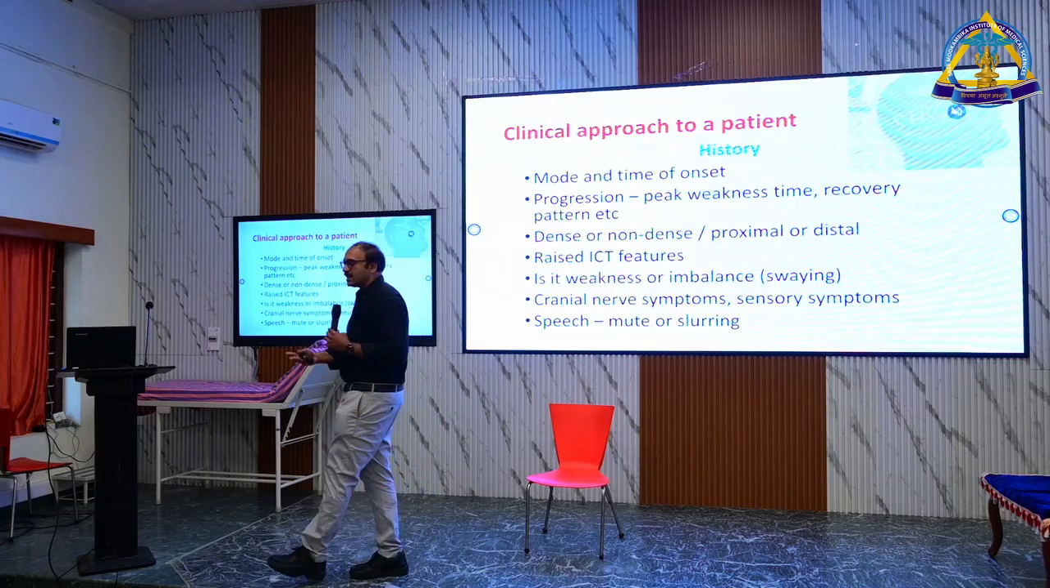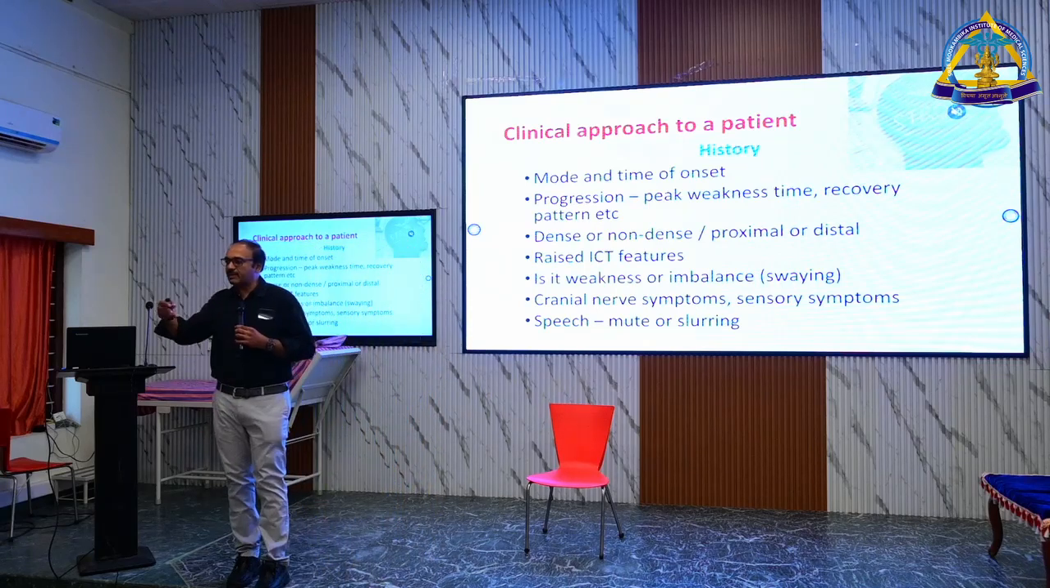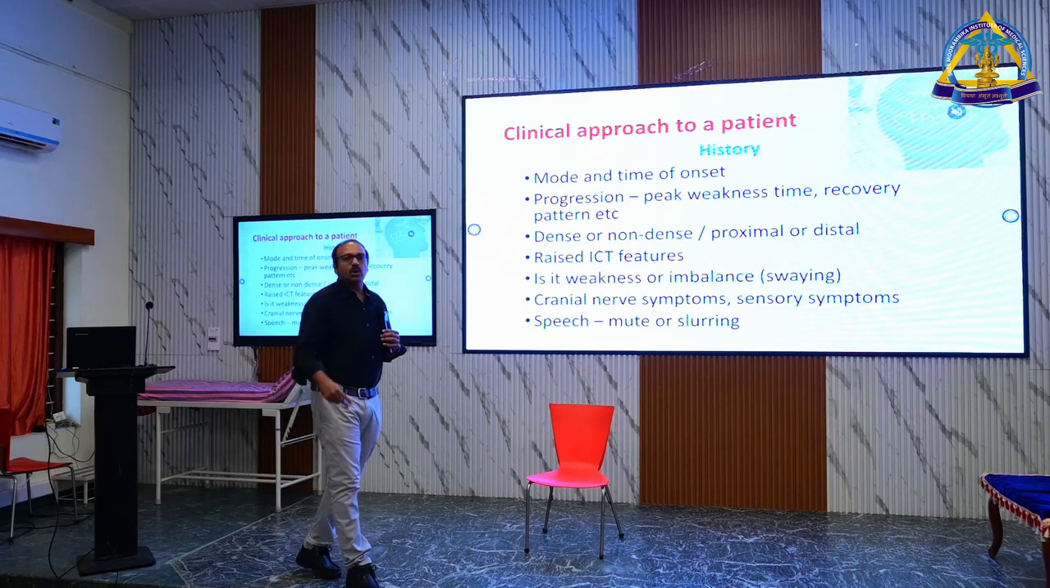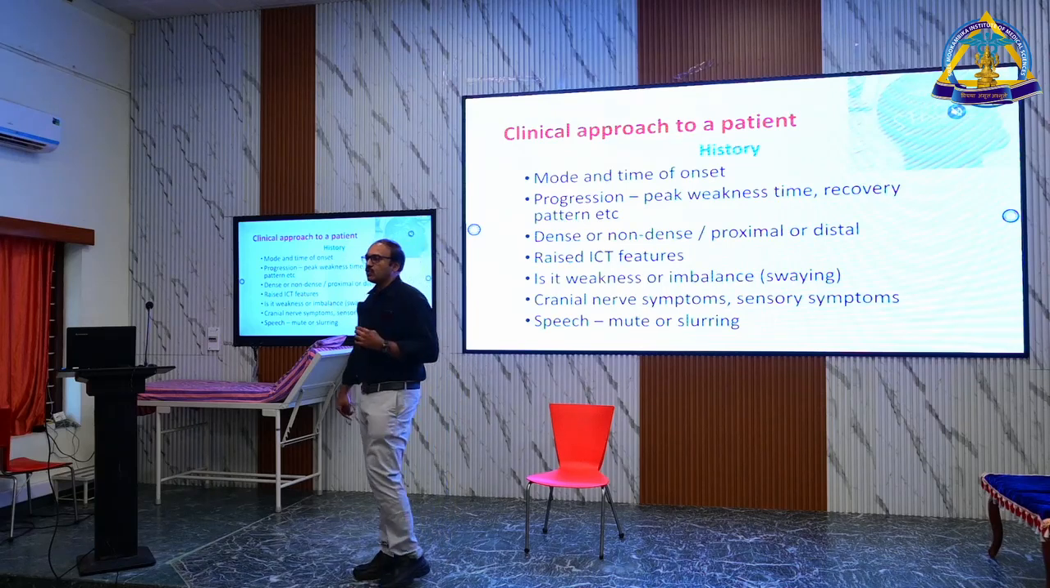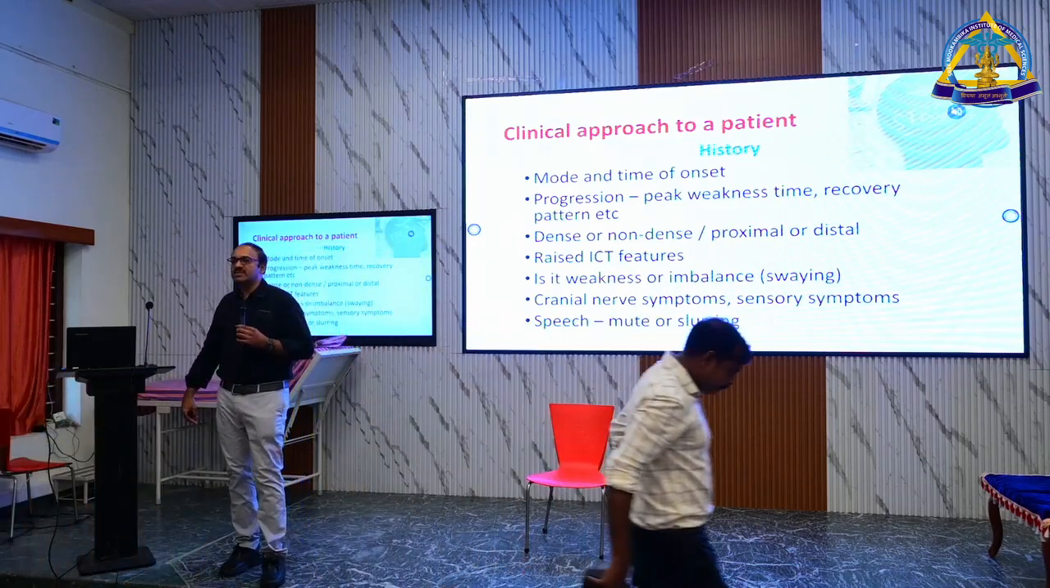Other history, how can you understand? After examination you can understand it. What is a clue for UMN and LMN? Ask the person, is the eye closure normal? Suppose he is able to close and open his eyes normally, and only the angle of the mouth is deviated, then it is likely to be a UMN palsy. If the full half of the face is affected, it is likely to be an LMN palsy. So what is the relevance of LMN and UMN palsy in a stroke patient?